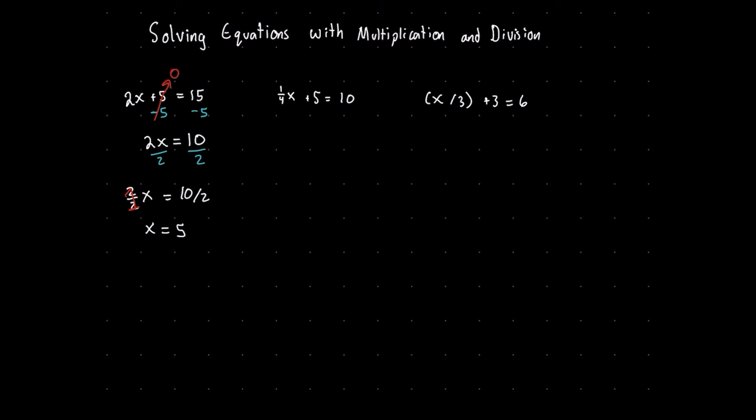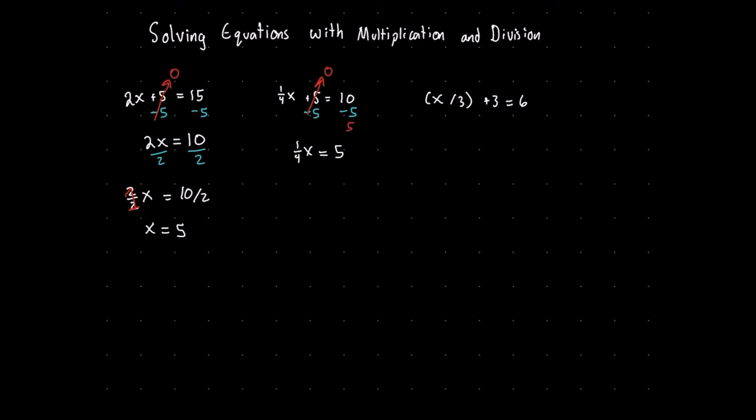So now what happens if you're given a fraction as a coefficient of x? Well, first you want to isolate that term, and we will do that by subtracting 5 from both sides again. And this time we're going to get 5 minus 5, this is going to become 0, and this 10 minus 5 is going to become 5, and so we get 1/4 x equals 5.